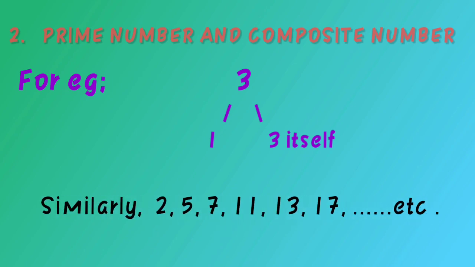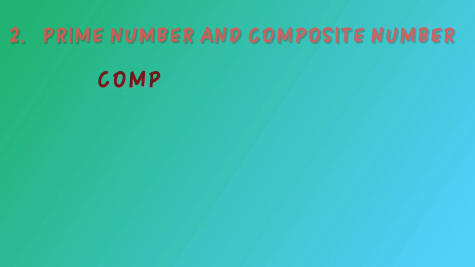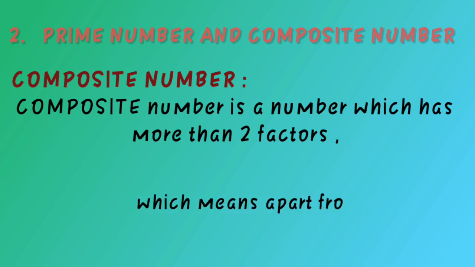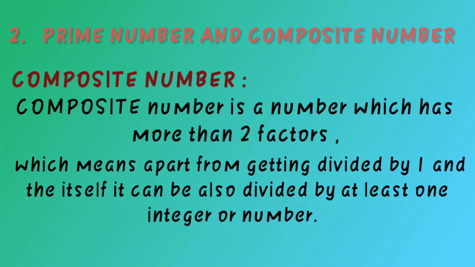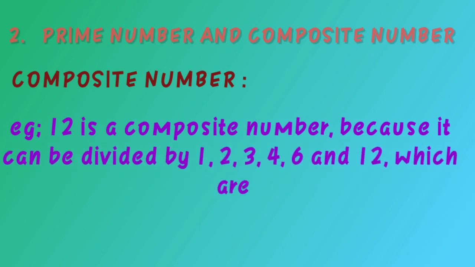Similarly, 2, 5, 7, 11, 13, 17, etc. are prime numbers. Now let's see what is composite number. A composite number has more than two factors, which means apart from getting divided by number 1 and itself, it can also be divided by at least one integer or number. For example, 12 is a composite number because it can be divided by 1, 2, 3, 4, 6 and 12, which are the factors of 12.